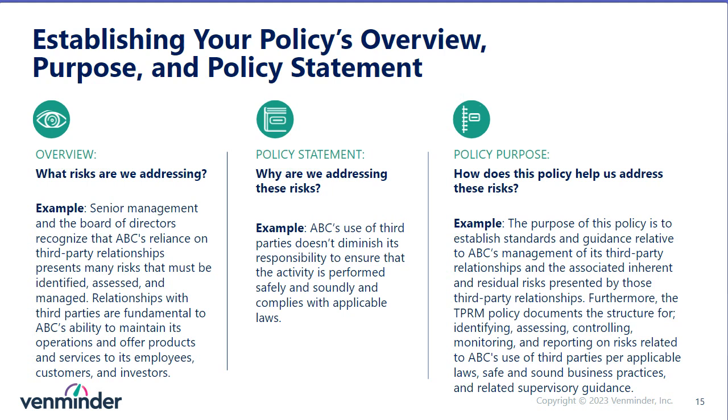So finally, we get to the purpose of the policy and how having the policy helps the organization address the risk. In this example, it basically states that the policy is providing the rules, guidelines, and outlines the structure for how we manage third-party risk. So in 3 simple paragraphs, we've described the risk we're addressing, why it's important to address that risk, and how the policy will help us do that.